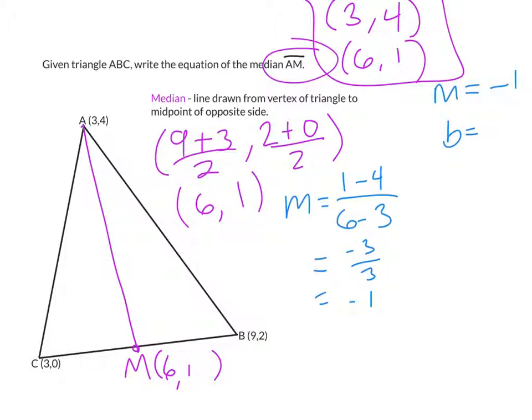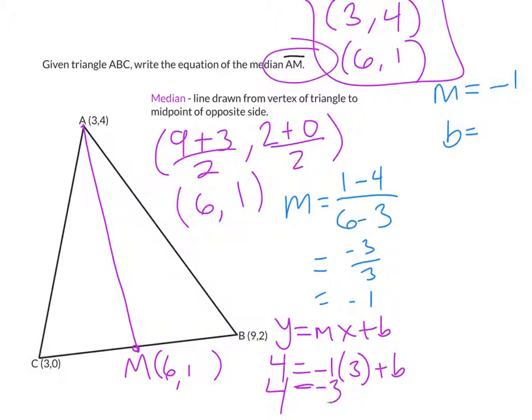Lovely. Let's continue. What do I need now? I need my y-intercept. How am I going to figure that out? The same way I did before. Let's pick a point. I'm going to pick 3, 4, because it's the first one written down. I'm plugging this into y equals mx plus b. Plug in 4 for y, my m is -1, and my x is 3 from that ordered pair, plus b. So 4 equals -3 plus b. If I add 3 to the other side, I get b equals 7.